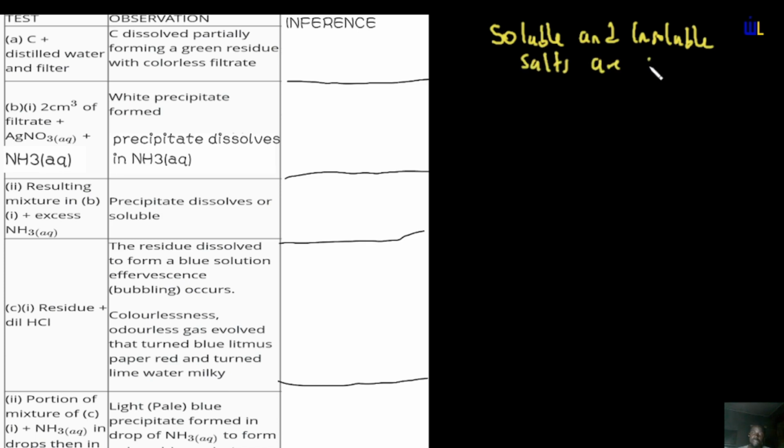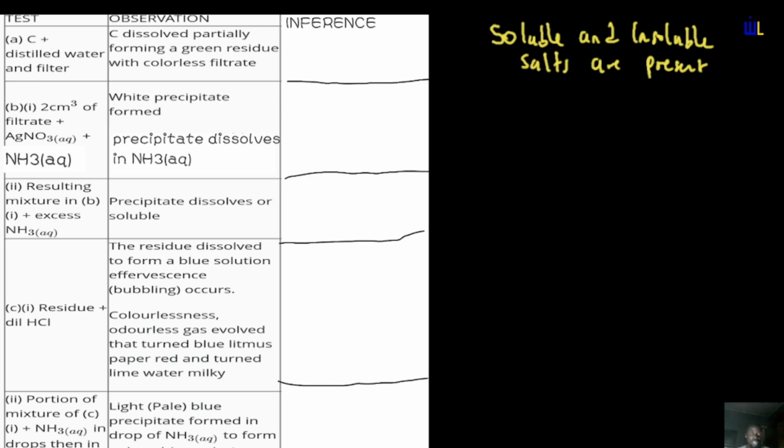Now, the thing about these soluble and insoluble salts is this: any salt that is colored is likely from a transition metal. So you could emphasize that because the filtrate is colorless, it is not a transition metal, but the residue being green in color indicates that it is a transition metal.